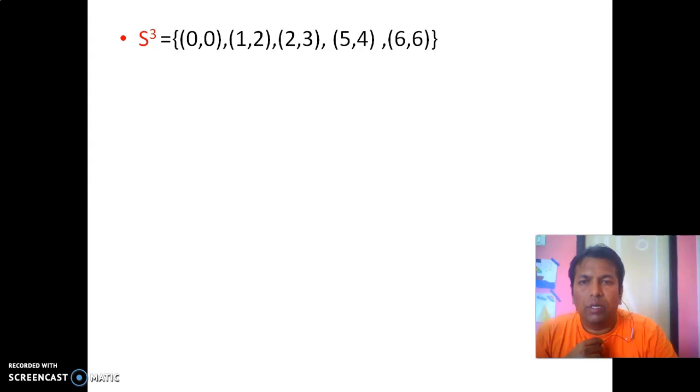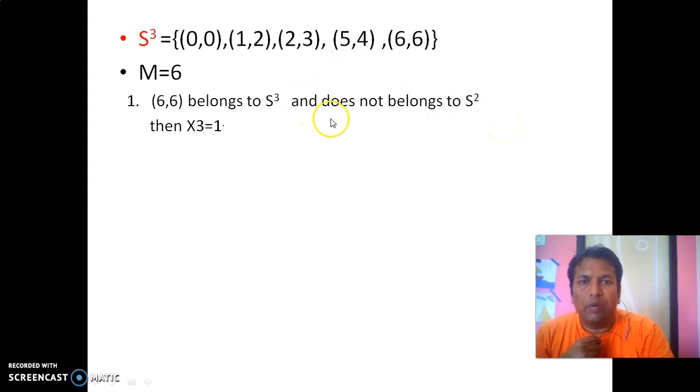Now we got the final set, and we are going to find the solution. The capacity is given as 6. Now look at the last tuple: the profit is 6 and the weight is less than or equal to the capacity of the knapsack. So we consider the tuple 6, 6 and check whether it belongs to the set S power 3. The tuple 6, 6 belongs to S power 3, and it doesn't belong to S power 2.